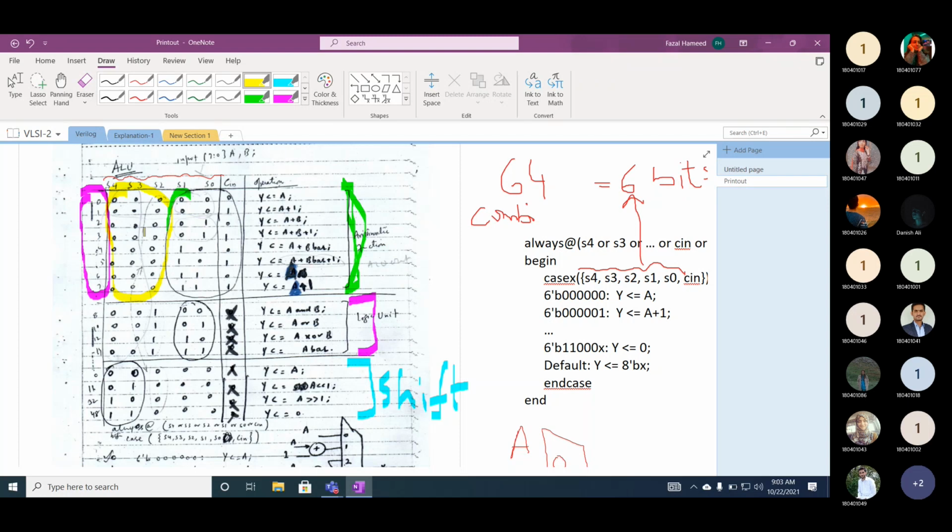Because after that, the value of S3 is changed. For a logical unit, what is the value of S3? 0, 0, 1. And for a shift operation, S4 and S3 are changing. And actually, which one is fixed?